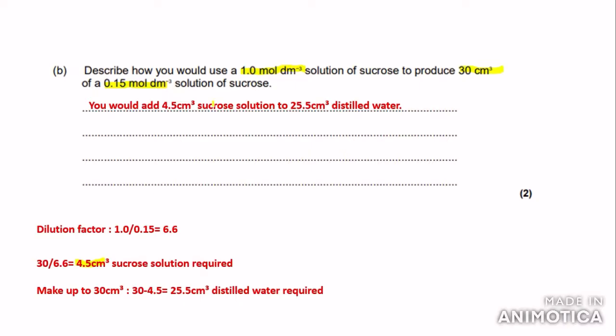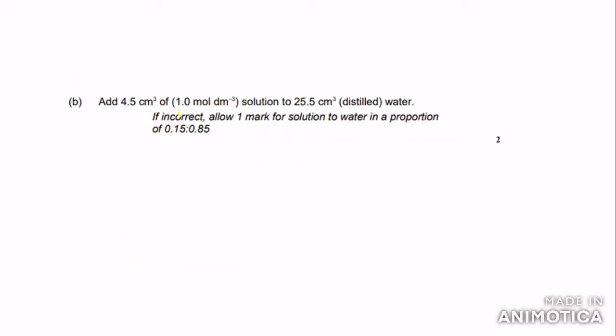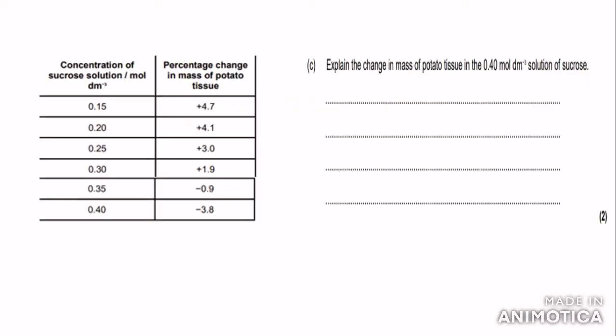So let's look at the mark scheme. Add 4.5 centimeters cubed of solution (you don't have to put the concentration, but you can if you want) to 25.5 centimeters cubed of distilled water. So you would get both marks for that, as we wrote both of those. Now here it says, if incorrect, allow 1 mark for a solution to water in a proportion. So you can write the proportions instead of actually writing the volumes. But you can only get 1 mark if you write that.